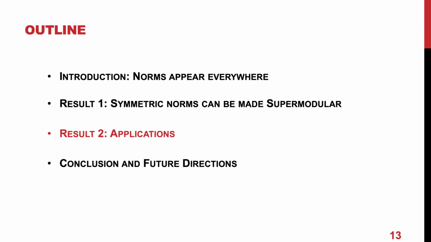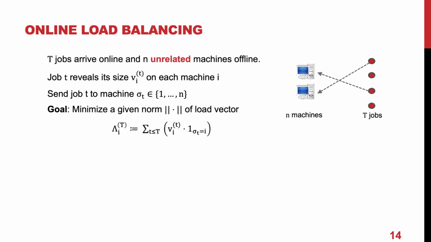The paper has many applications. I'll just briefly talk about a couple. So the first application is online load balancing, which I like a lot. It basically has T jobs, which arrive one by one, and you have n machines. Whenever a job arrives, it tells you how much time or size it's going to take on each of the machines. Here v_it is how much time job t is going to take on the ith machine.